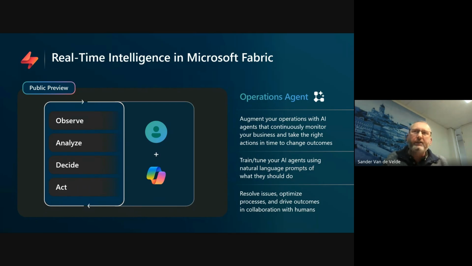This operations agent will then start running in the background, looking at your data as a junior data analyst or a junior engineer, and it will observe the data, analyze it, and make decisions. It will ask you in a Teams conversation, I've seen something, is this something that we should react on or not? You can say at some point, well, actually you can act on it yourself, the agent. So this is the next level way to work with agents within Fabric.